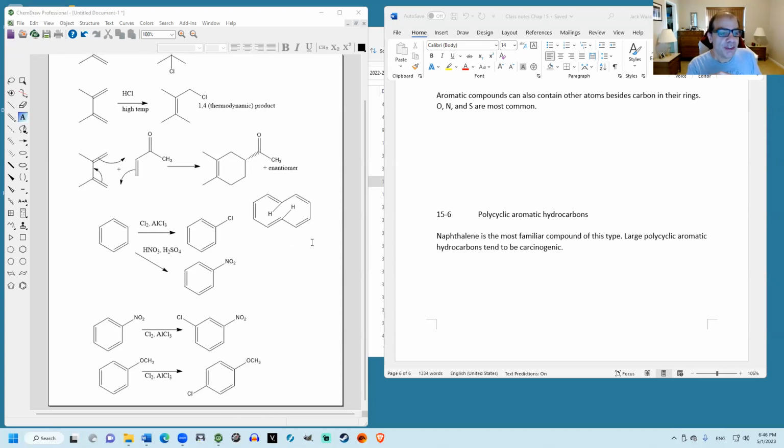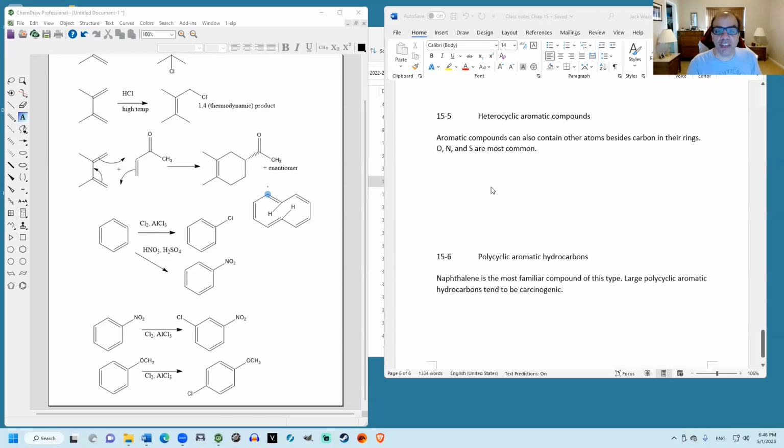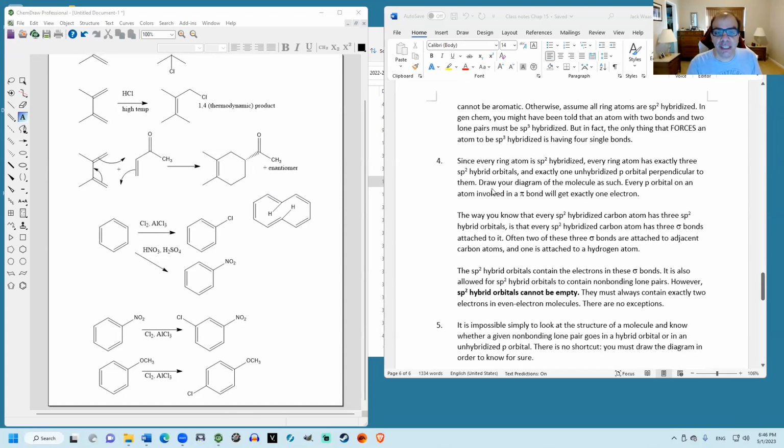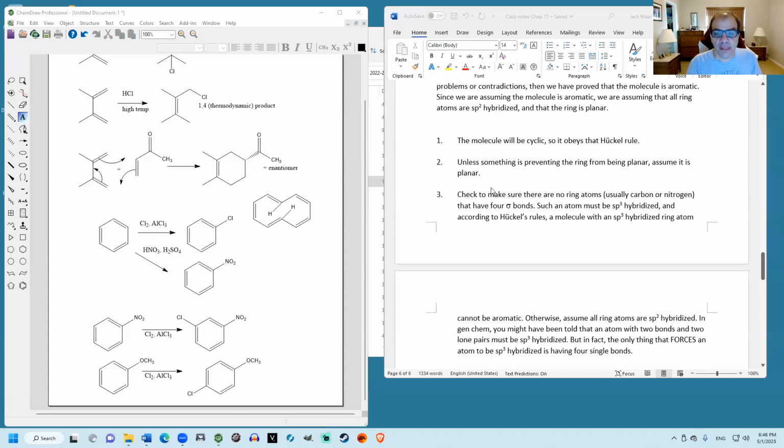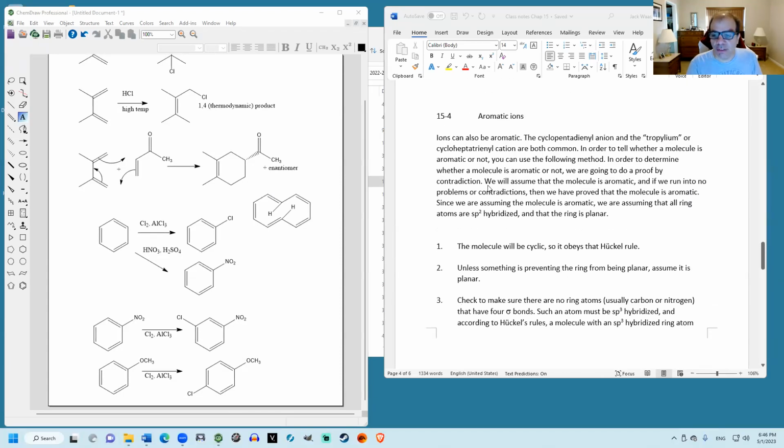Chapter 15, we said, is about aromaticity. And we mentioned the Huckel rules, that these are what help us to determine whether a molecule is aromatic or not. And there's some pretty detailed instructions in chapter 15 class notes that show you how to determine whether a molecule is aromatic or not.